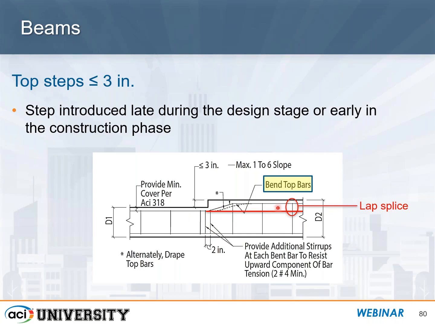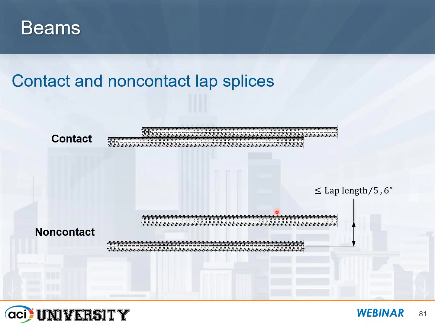Now, this lap splice would be a non-contact lap splice. So ACI 318 has requirements on what's the maximum spacing between the center of the bars to make it a non-contact lap splice. In some cases, especially if there's any type of constructability issues, having this non-contact lap splice can be very useful.